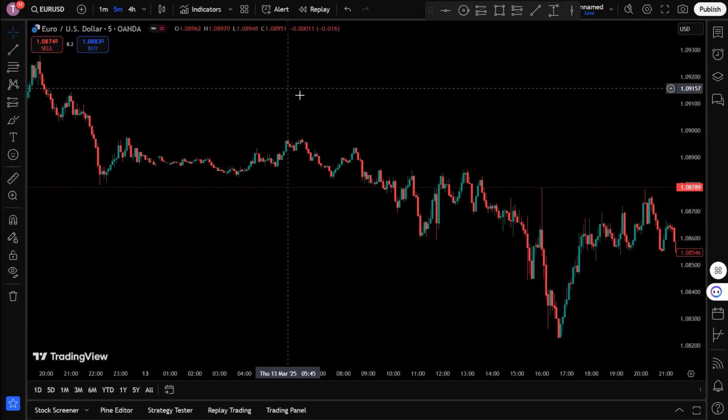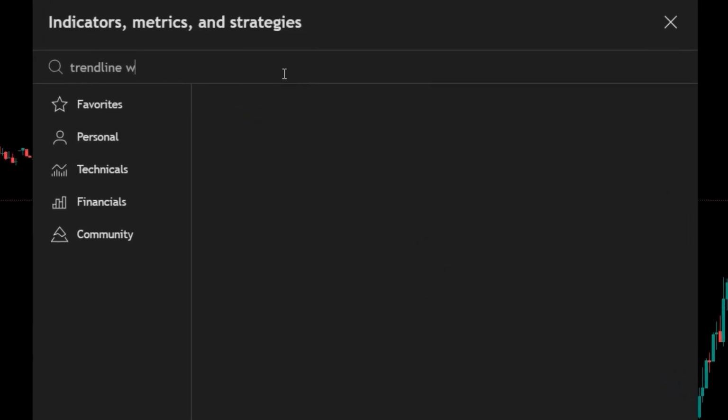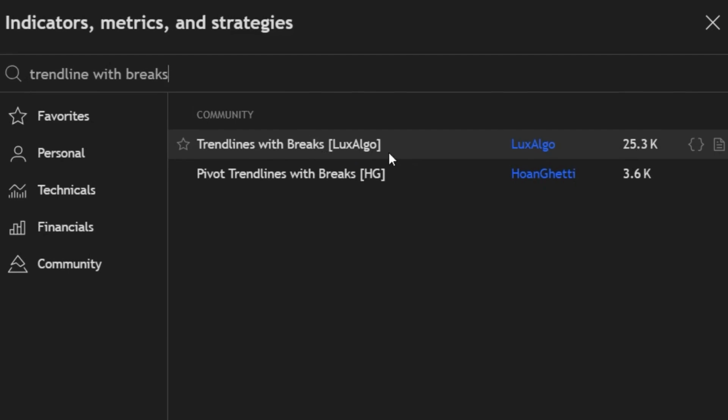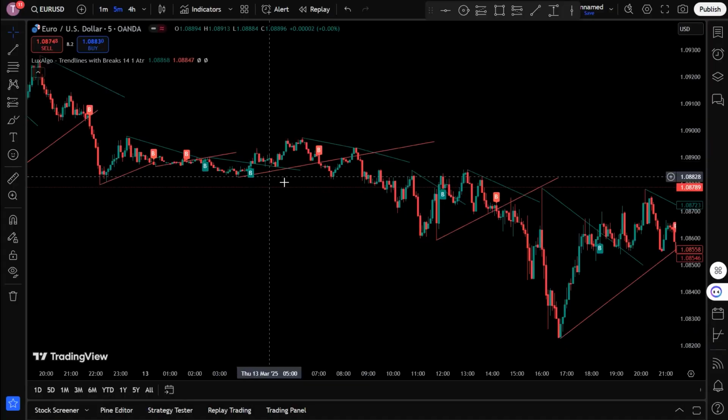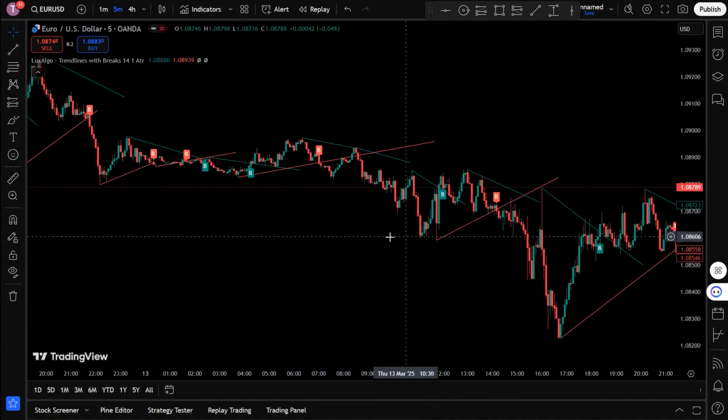Open TradingView and go to Indicators. Search for Trend Lines with Breaks. Select the one by LuxAlgo. Once added, you will see clear trend lines highlighting potential breakout areas.